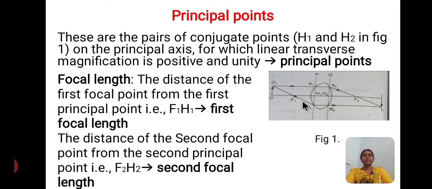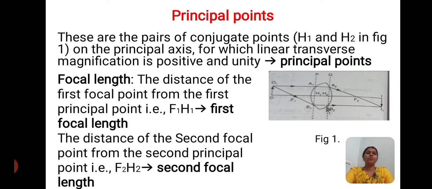Suppose now let us consider the medium on the two sides of these lenses to be the same, and the radius of curvature of the two surfaces is the same. Same means what here? The radius of curvature is the same on both the surfaces. What happens here now? The first focal length is equivalent to the second focal length. Okay.